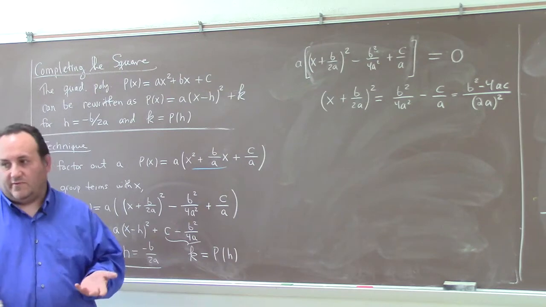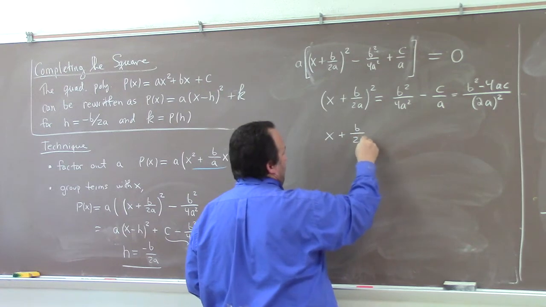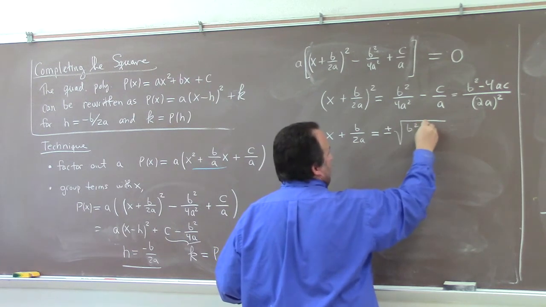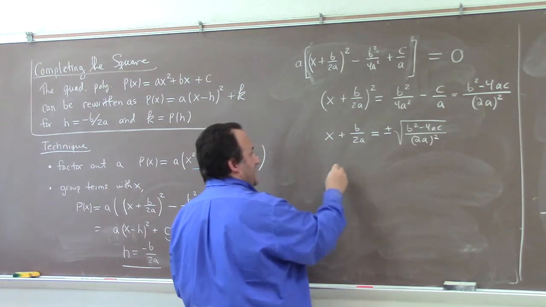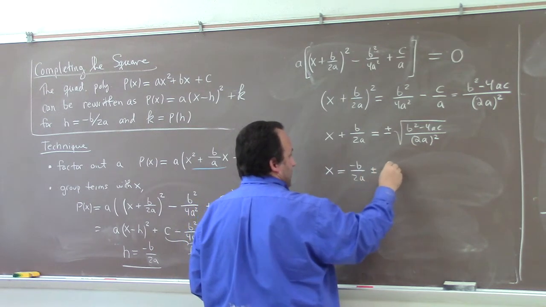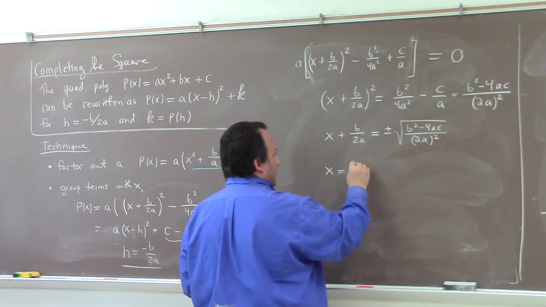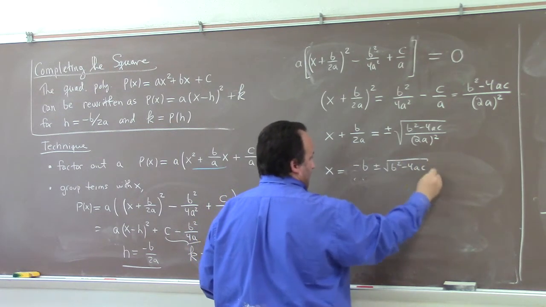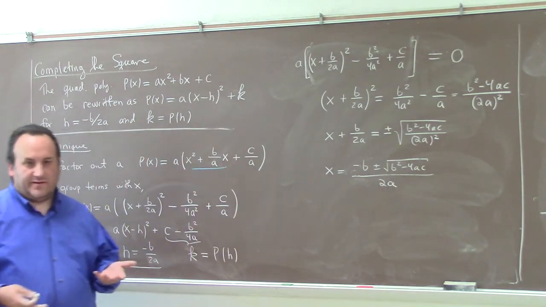And then you take the square root of both sides. So we get x plus b over 2a is equal to plus or minus the square root of b squared minus 4ac, over 2a. And that gives me x is minus b over 2a plus or minus the square root, oh sorry, let me keep the 2a downstairs here: x equals minus b plus or minus the square root of b squared minus 4ac, divided by 2a. And of course, this is the famous quadratic formula, right?